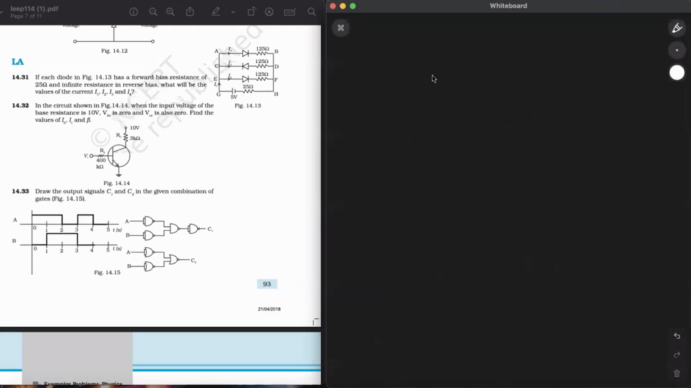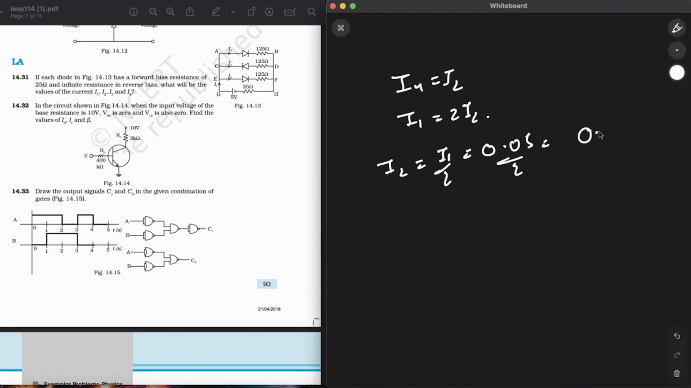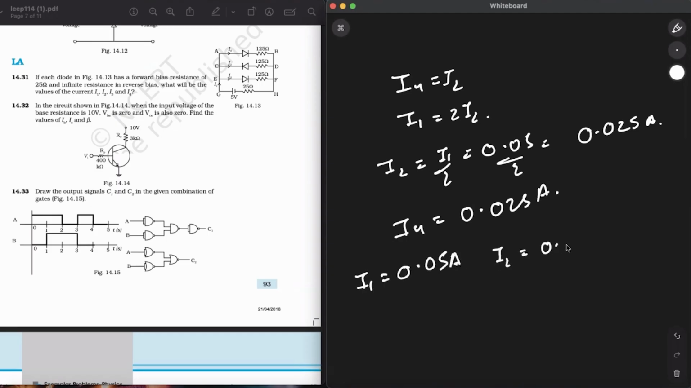Now, since the resistance in R1 and R2 are the same, then I4 is equal to I2 and I1 is equal to 2 times I2. So I2 is equal to I1 upon 2, which is equal to 0.05 divided by 2, which is equal to 0.025 ampere. And similarly, the value of I4 will also be the same, 0.025 ampere. And hence we have got all the currents. I1 came out to be 0.05 ampere, I2 is 0.025 ampere, I3 is 0 and finally I4 is 0.025 ampere. Alright.